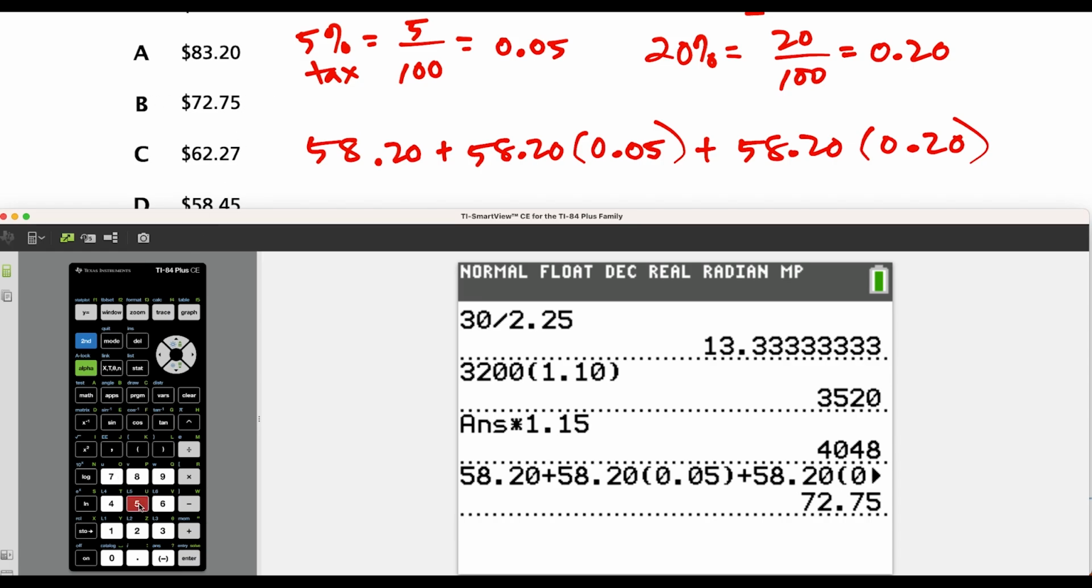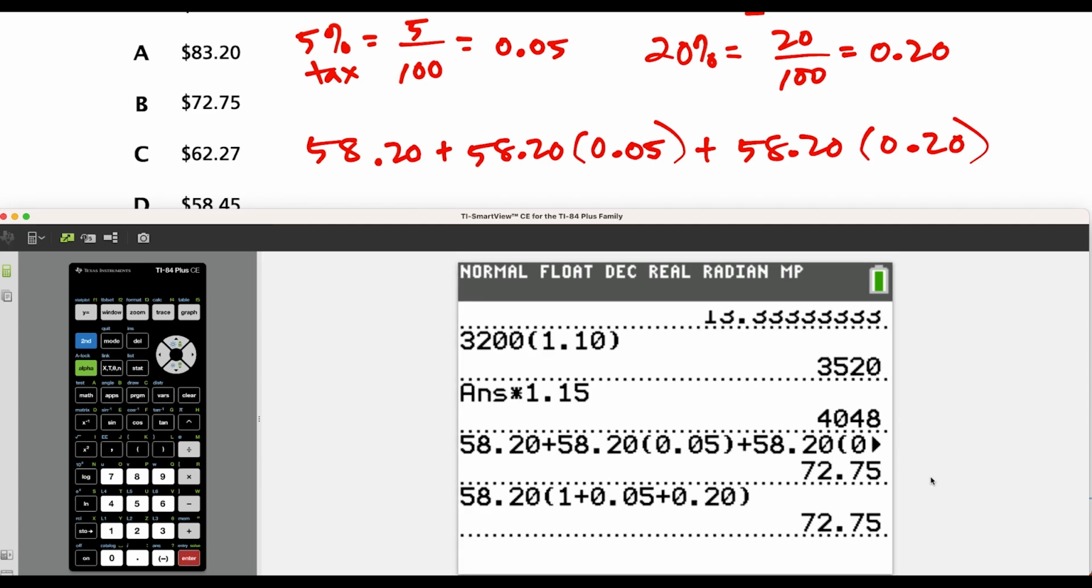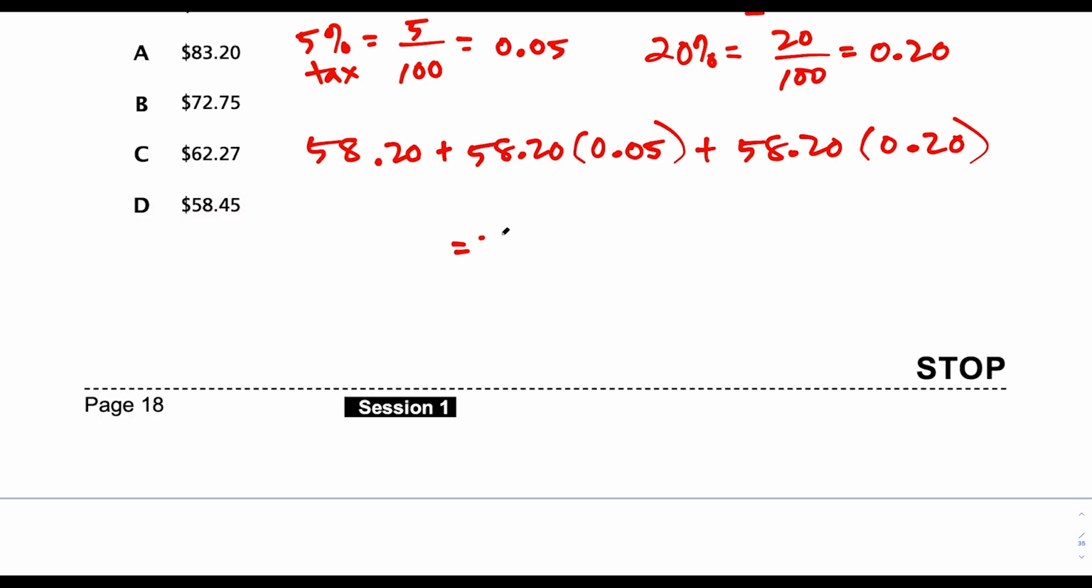Now, just know what you could also do, this is a little bit more advanced, is you could take the $58.20 and say they have to pay 100% of the bill. So that's the 1, plus they have to pay 5%, so I'm going to add 5% as a decimal. And then they also have to pay 20%, which is 0.20 like this. So if we were to write it out like this in the calculator, notice that we get the same exact answer. So either way, choice B is our answer. So once again, our total was $72.75 and we're going with choice B.